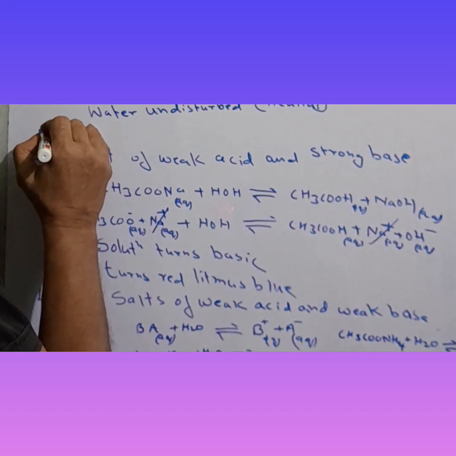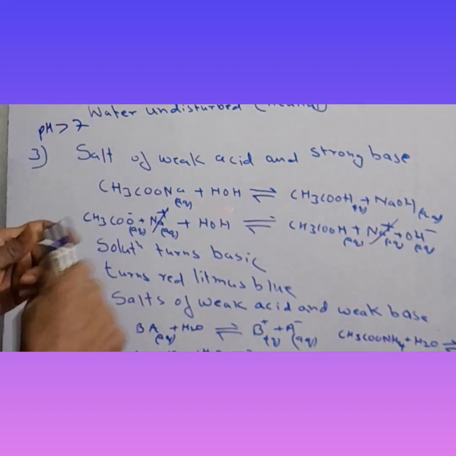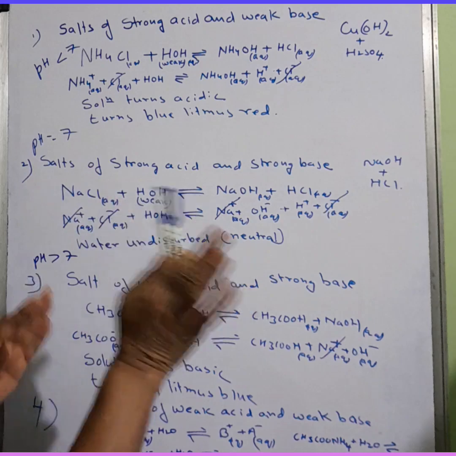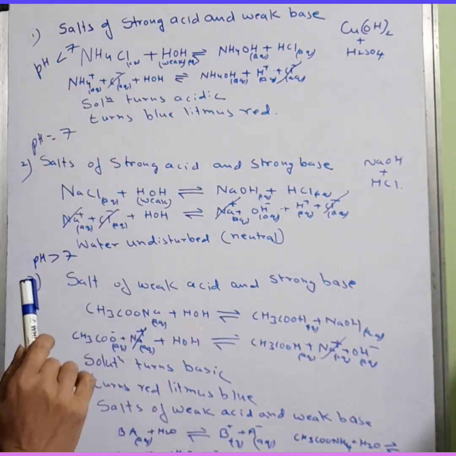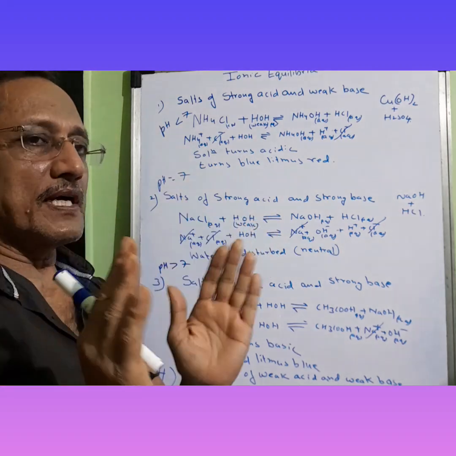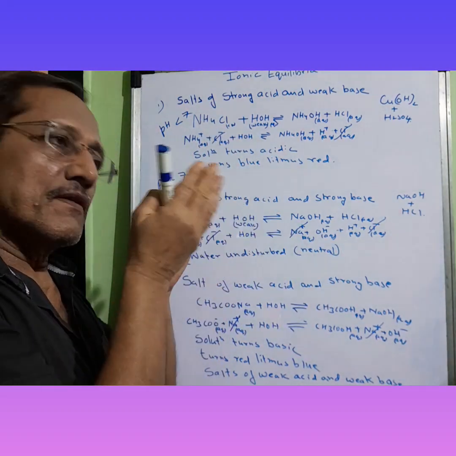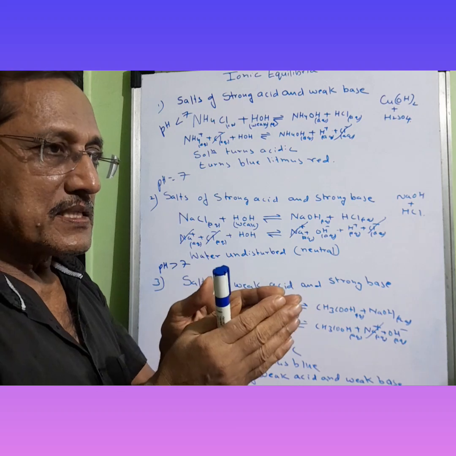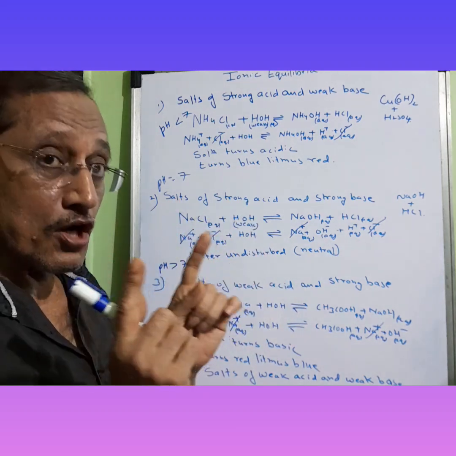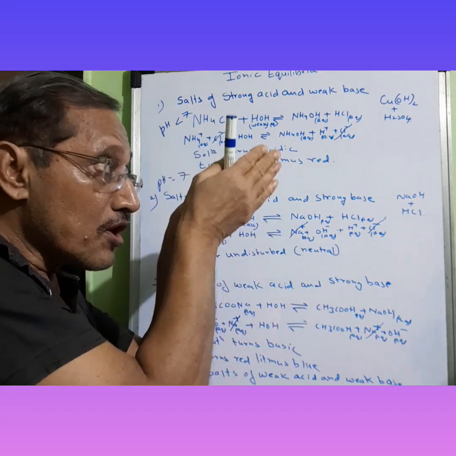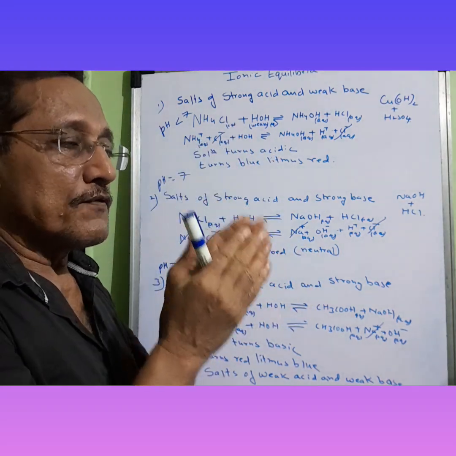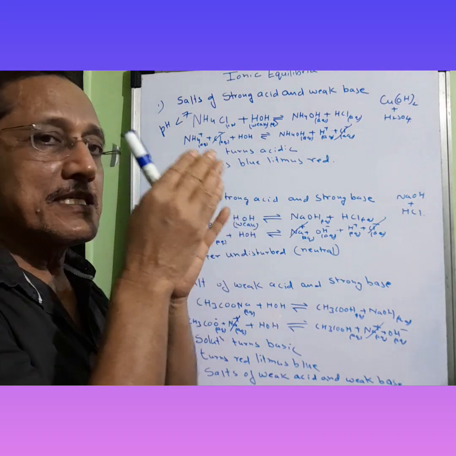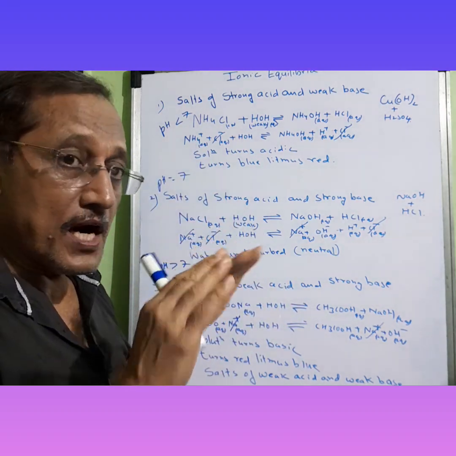So here pH is greater than 7, basic. So when we take a salt with a strong base, pH is greater than 7. When we take a strong acid and strong base, pH is neutral. And when we take a strong acid, pH is less than 7. You just have to keep in mind that whichever is strong, the pH will favor that. Whenever I say strong acid or strong base, I mean the salt. For a salt of strong acid and weak base, pH would be acidic. For a salt of strong base and weak acid, pH would be basic. And for a salt of strong acid and strong base, pH would be neutral and water would be undisturbed.